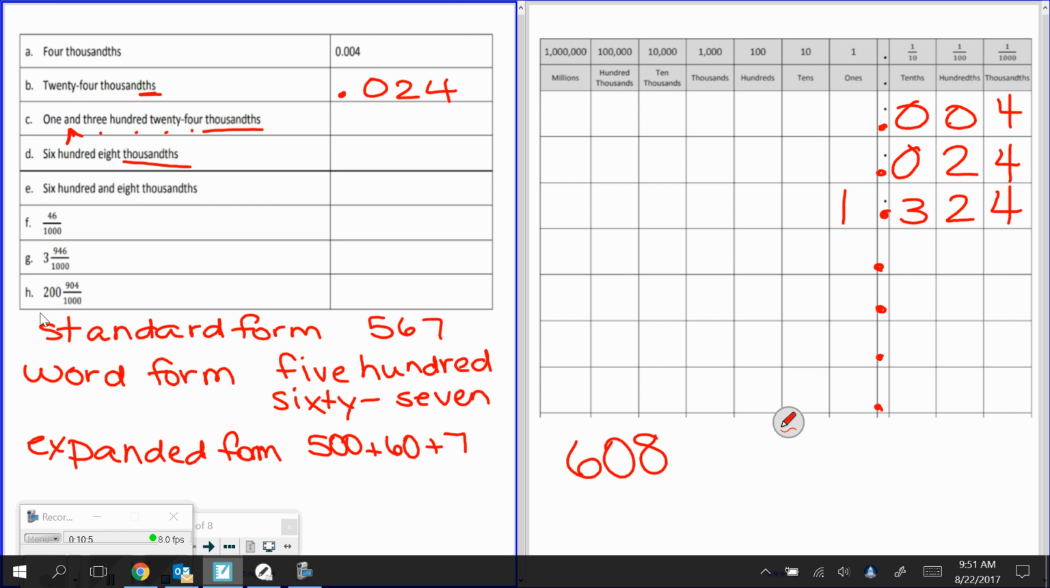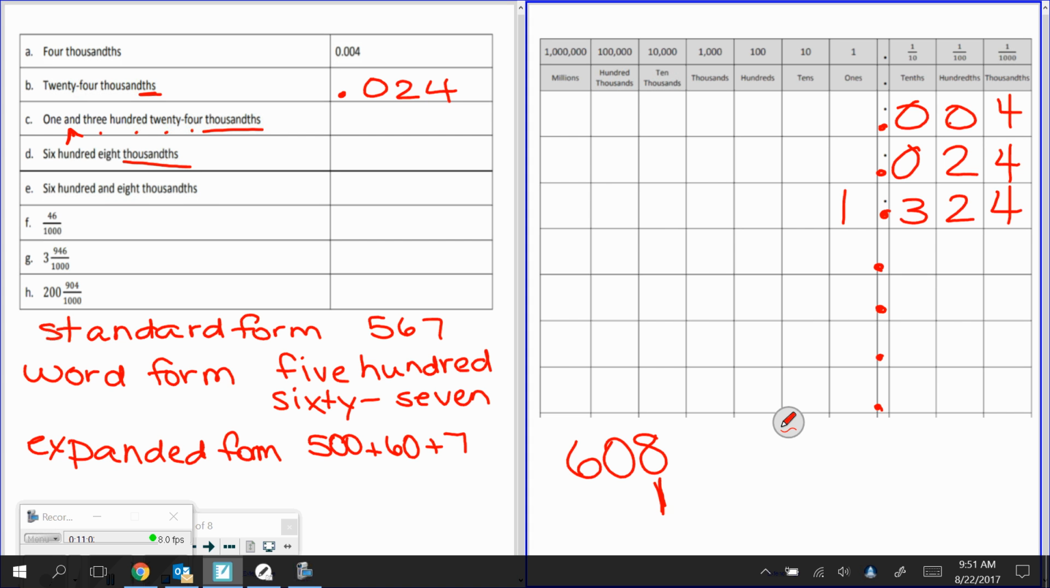So what is going to be in the thousandths place? 8. 8. Because the very last digit, the very last number has to be in the thousandths place, which happens to be an 8. 608 thousandths. Slowly, maybe, yeah? Yes. Okay.